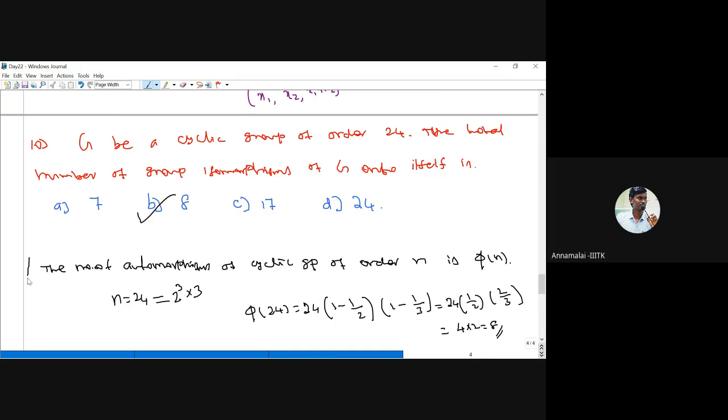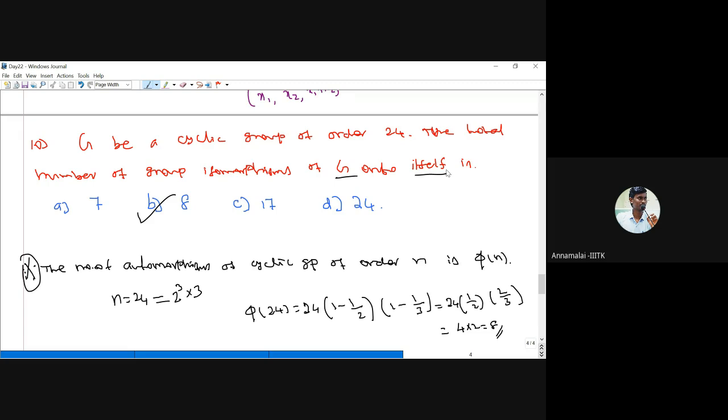So this formula is very important. This formula is only for a cyclic group of order n. Suppose it is given an infinite cyclic group, we have only 2 automorphisms. Take a finite cyclic group of order n, it has phi of n automorphisms. They didn't mention automorphism, but they say isomorphism from G onto itself, therefore it should be automorphism. Okay, one more important thing.